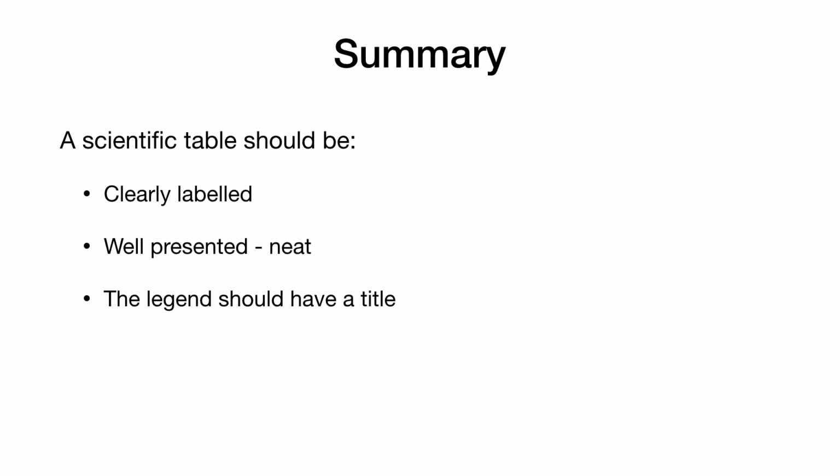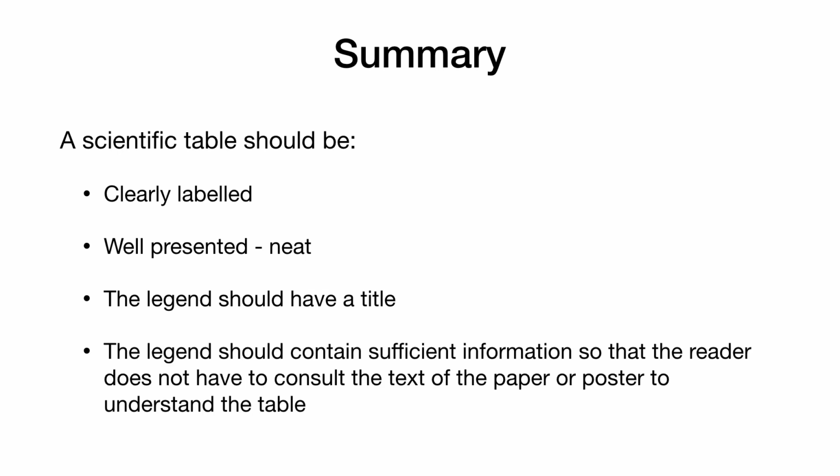So in summary, a scientific table should be clearly labeled so we know what is in each column and each row. It should be well presented, it should be neat and tidy. It should have a legend, and that legend should have a title which describes what is in the table, and the legend should give me sufficient information that I can understand that table without having to look at the material that's in the scientific paper or the scientific poster. And that's it. That's how you create a table for a scientific paper or poster.